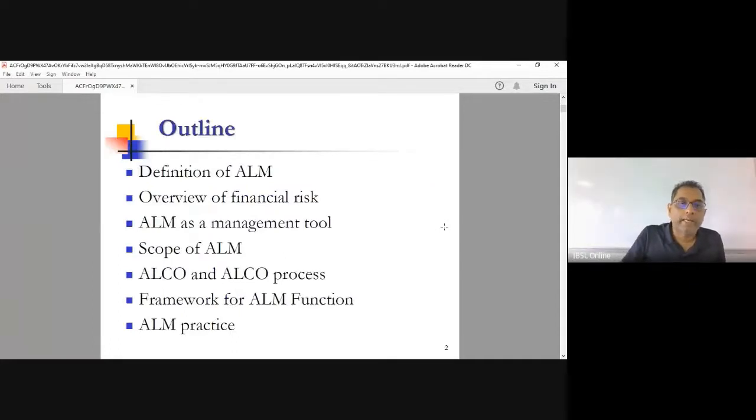As the outline shows, we are looking at the definition and at financial risk. We are looking at ALM not only as a risk management tool, but as a management tool overall, in terms of profitability, as well as risk management and liquidity management. We are looking at the scope of it in a bank, and what ALCO is. ALCO is the Asset and Liability Committee, which more or less defines the ALM strategy of the bank. Then the basic framework of how ALM sits within the overall risk structure and how it is used in practice. That's the basic outline of ALM today.